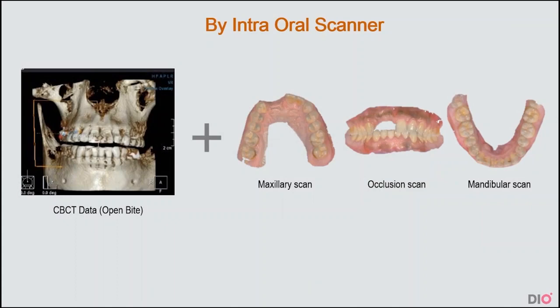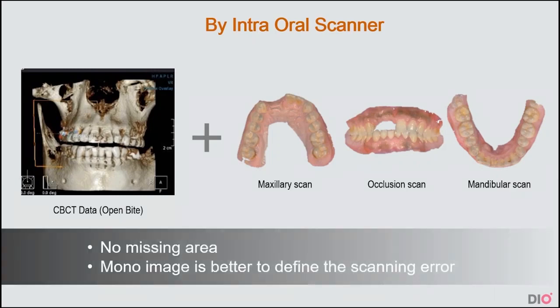You need CBCT data and scan data of the maxillary, mandibular, and the bite to produce the DeoNavi guide. There are no metal prostheses, so you don't need to attach markers in the mouth. CT should be taken with an open bite and with the patient's head fixed. When you scan with the intraoral scanner, you have to remember these two things. First, you need to scan carefully so that there are no empty spaces in the treatment area. Second, black and white mode is more effective for checking errors than the color mode.